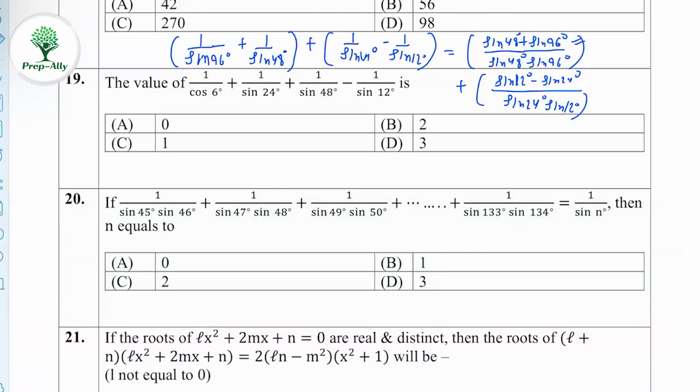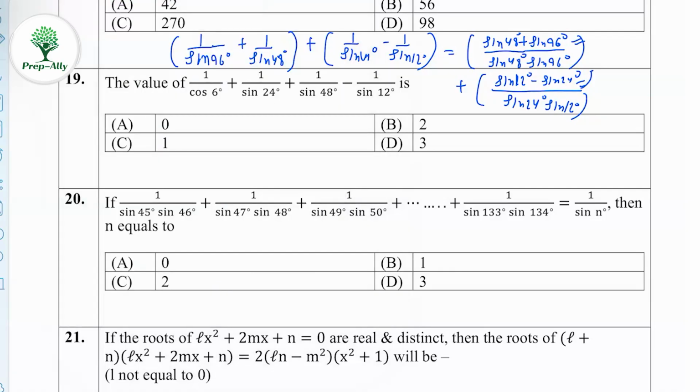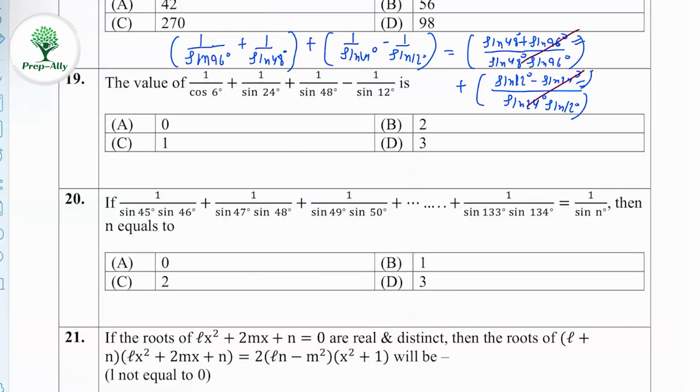When you apply the sin C plus sin D formula and the sin C minus sin D formula, these two terms will cancel each other. Okay, so you will get the answer. Directly the terms will get cancelled.